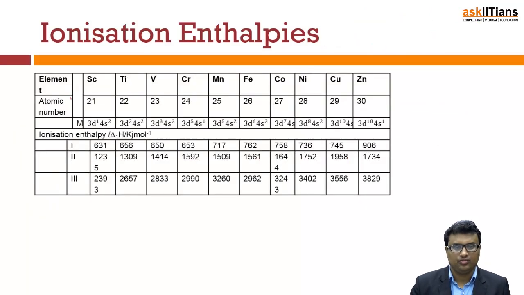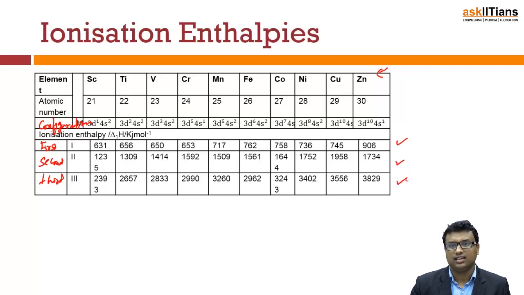So we can see here from scandium to zinc, you know the configuration. If this is the configuration, you can see the ionization enthalpy values: first ionization enthalpy, second ionization enthalpy, and third ionization enthalpy. This is the first, this is second, and this is the third. We can see that the third ionization enthalpy is greater than second, and second is greater than first.